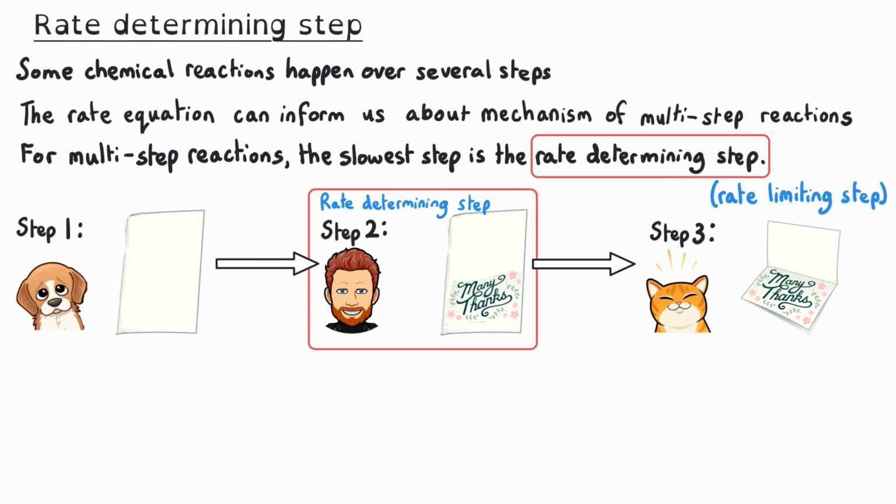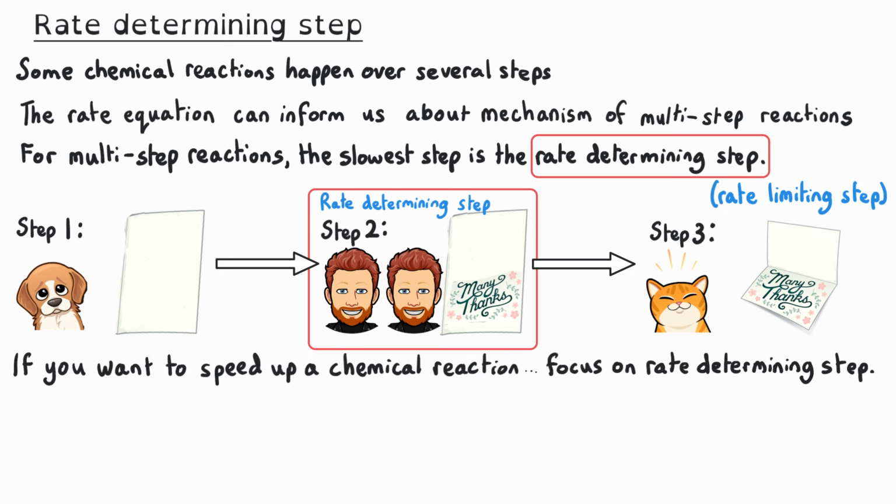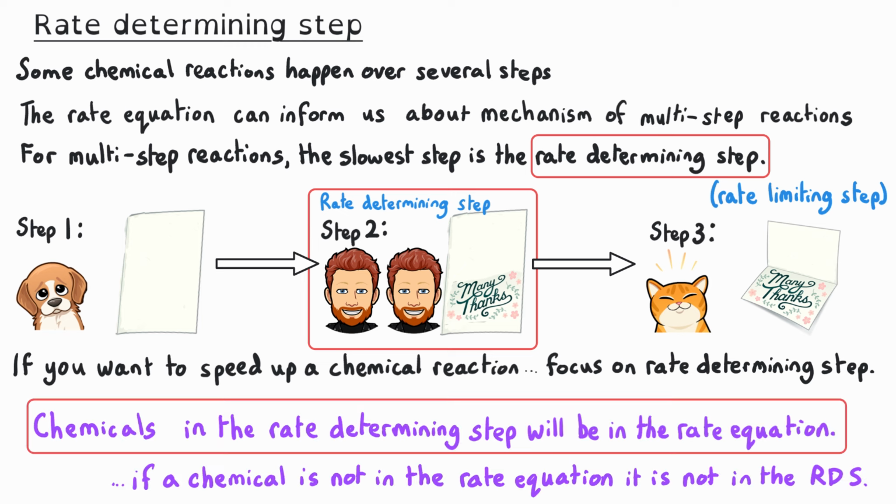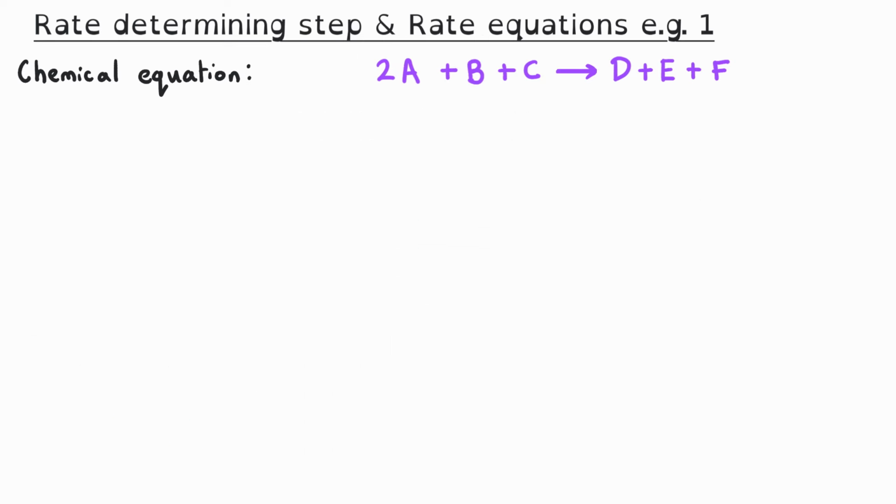And if the people writing cards had an extra person to help, you'd ask them to help with step 2. And this is the same with chemical reactions. If you want to speed up a chemical reaction, you would focus on speeding up the rate determining step. And so chemicals that are reactants in the rate determining step will be in the rate equation. And from the other perspective, if a chemical is not in the rate equation, it is not a reactant in the rate determining step.